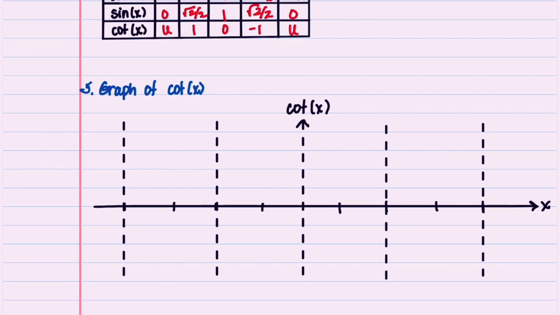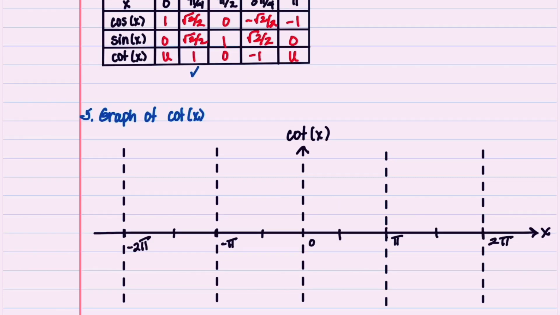To graph cotangent x, we'll first put in our asymptotes. They're going to happen at 0, pi, 2 pi. To the left, we have a minus pi, and then a minus 2 pi. We'll plot these three values from our table.